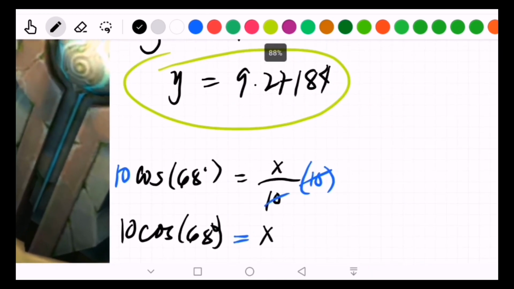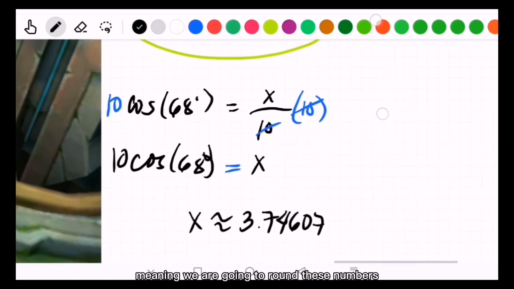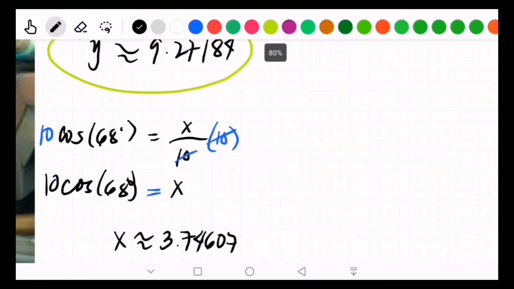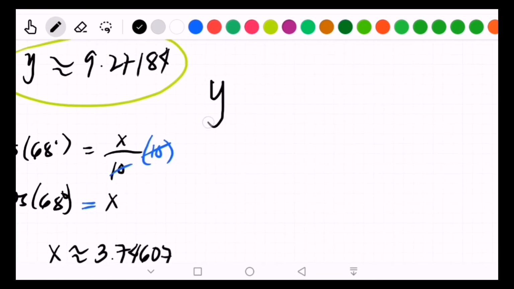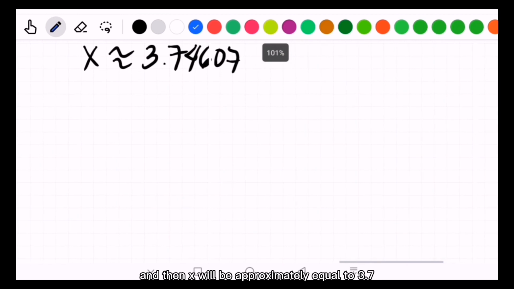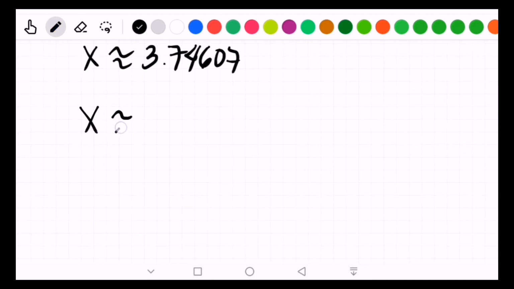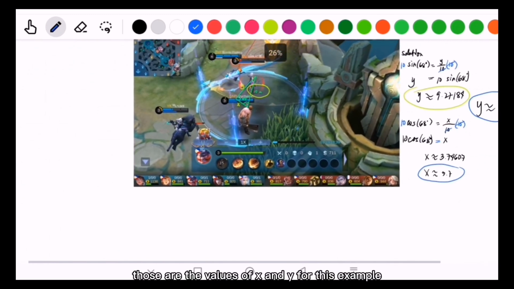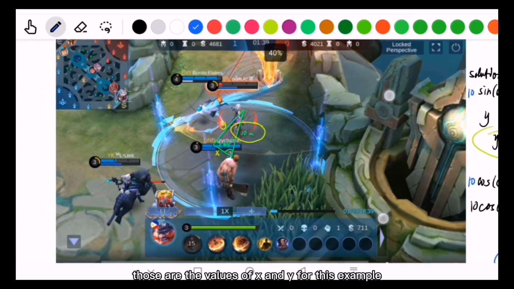So these are approximated values, meaning if we are going to round these numbers off to the nearest tenths, y will be approximately equal to 9.3, and then x will be approximately equal to 3.7. So here you go, ladies and gentlemen. Those are the values of x and y for this example.